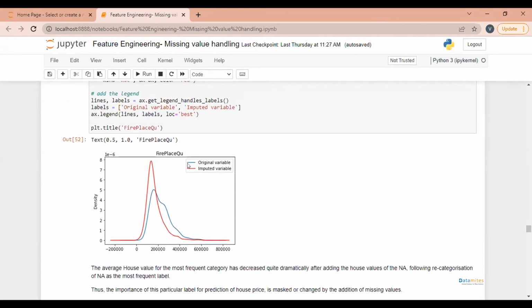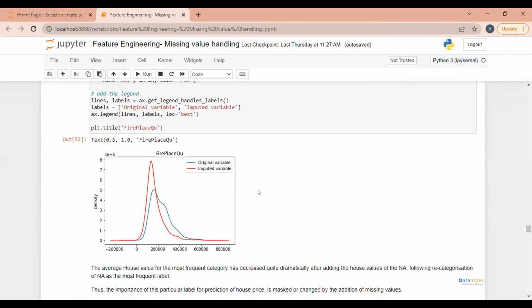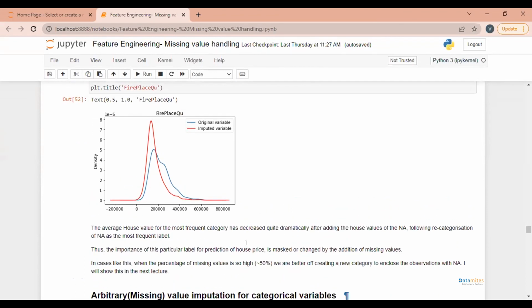These are for categorical variables. The next technique that we have is missing value imputation for categorical variables.